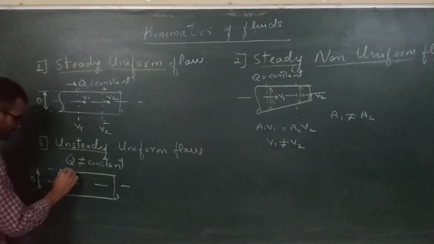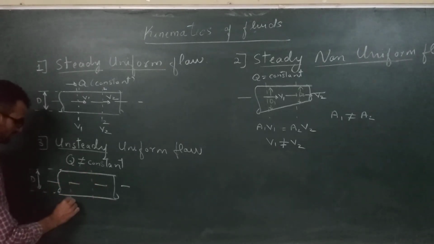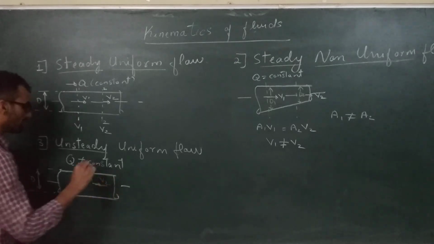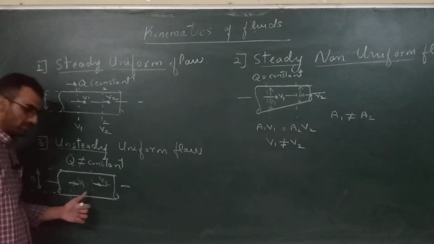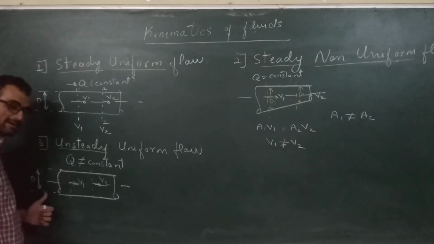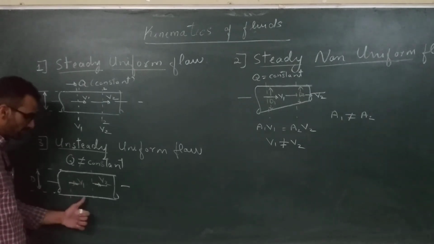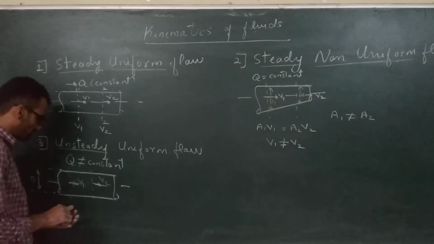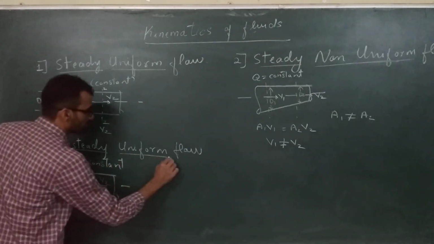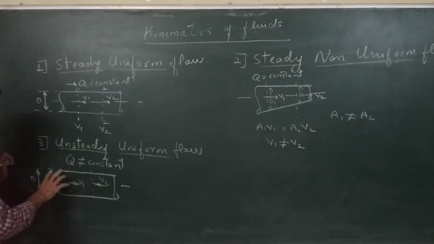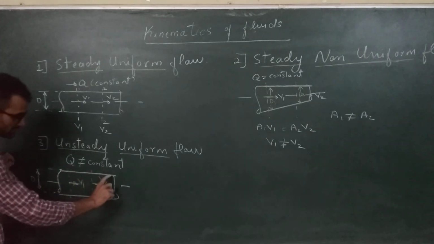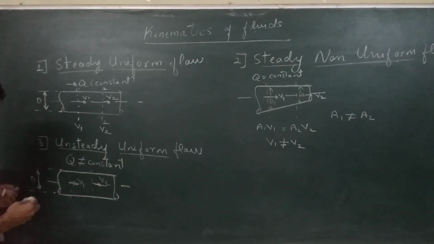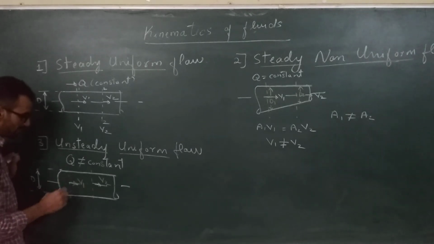Again, if you see what happens with the space. At these two locations we have velocities V1 and V2. However, the areas of cross section are the same since the diameters are the same. So the velocities of this flow will not change with respect to space. So this flow is a uniform flow. So if you have a constantly changing discharge flowing through a constant diameter pipe, then that becomes an example of unsteady uniform flow.